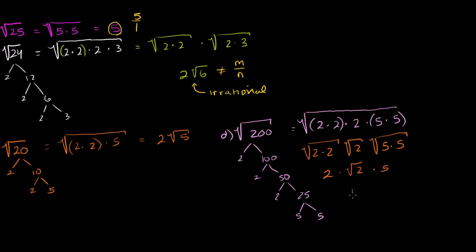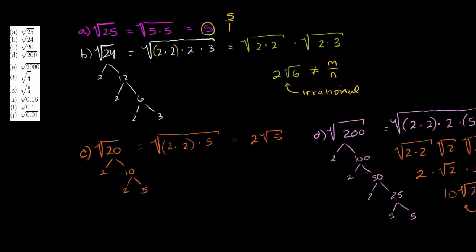2 times 5 is 10. 10 square roots of 2. And once again, this is irrational. You can't express it as a fraction with an integer in the numerator and the denominator. And if you were to actually try to express this number, it will just keep going on and on and on and never repeating.